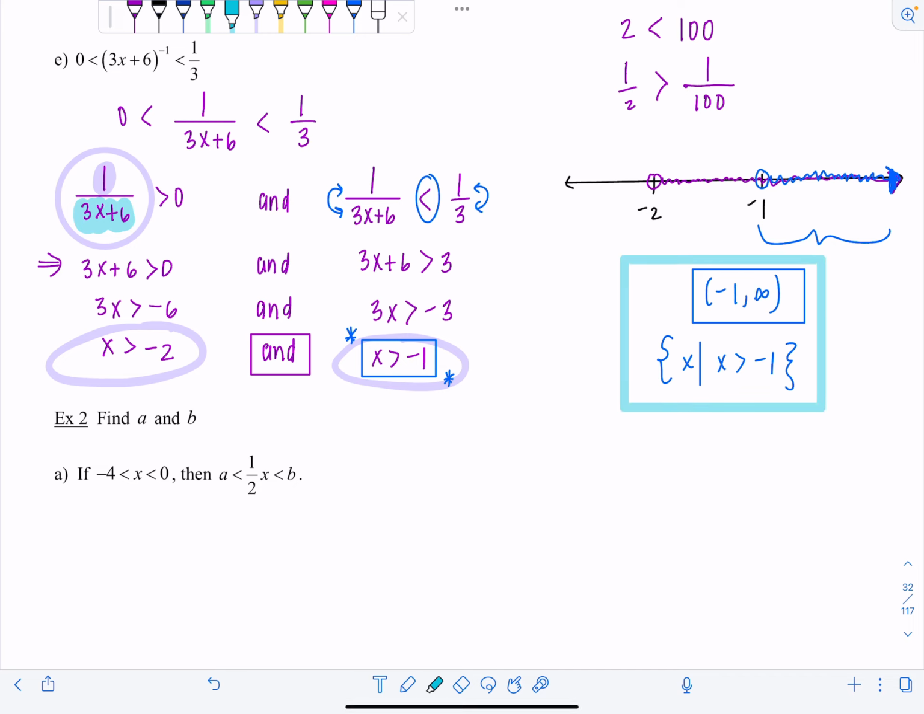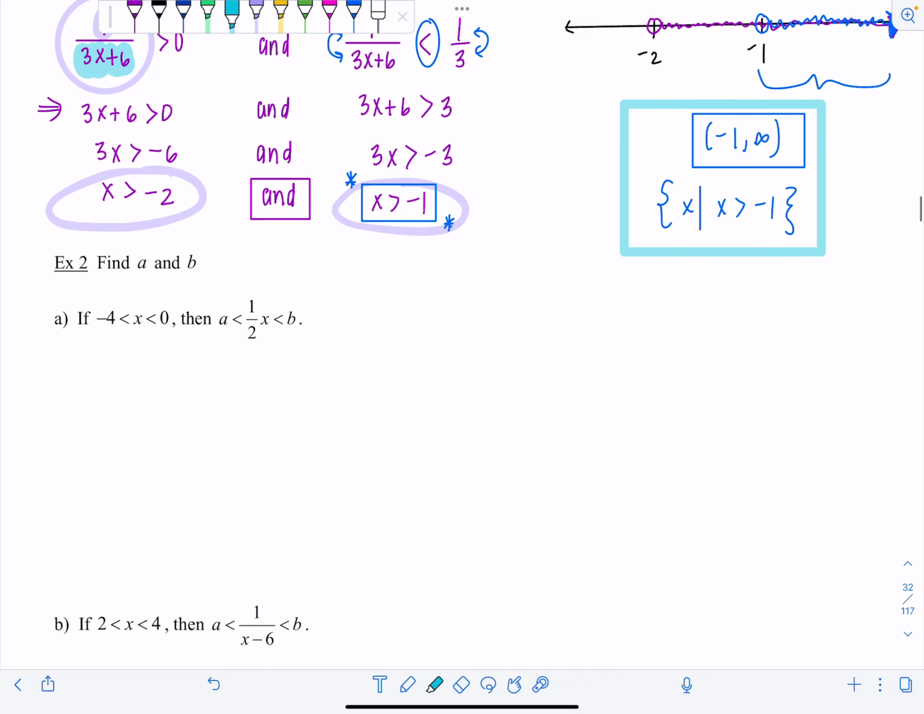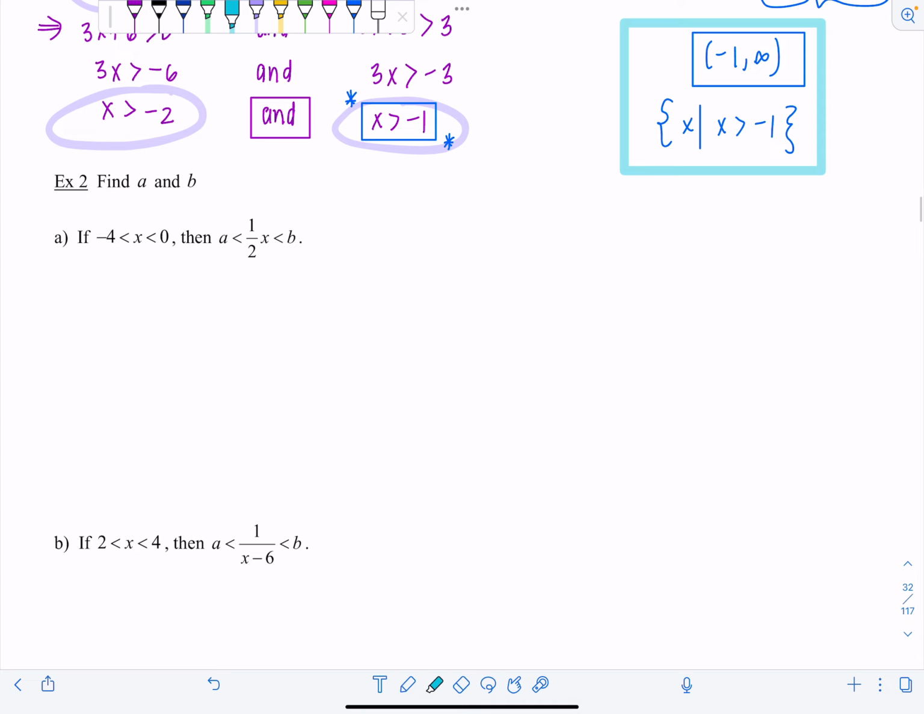Okay, last two. Just a fun little exercise. So find A and B. They give us an inequality here. -4 is less than x is less than 0. Then A is less than 1/2 x is less than B. So I'm just going to play around with this inequality that's given to match the one that includes A and B so we can figure out what those values are.